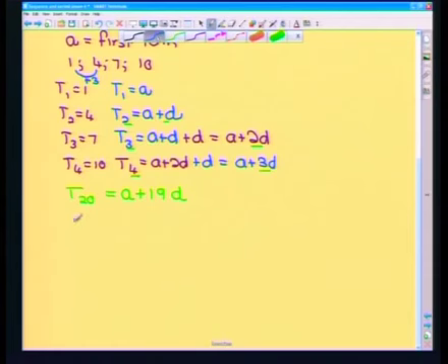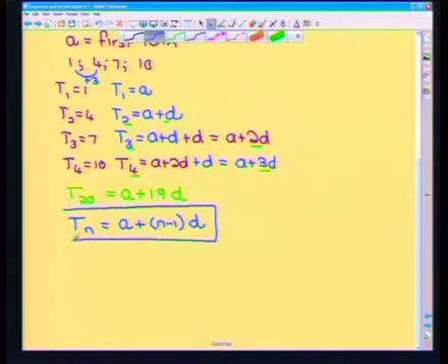Right, so what happens now? If I've got term n, well, it's going to be A plus, and in place of this, I've got to have 1 less n than the number of terms. So it's n minus 1 times d. And this is the first of your formulas.